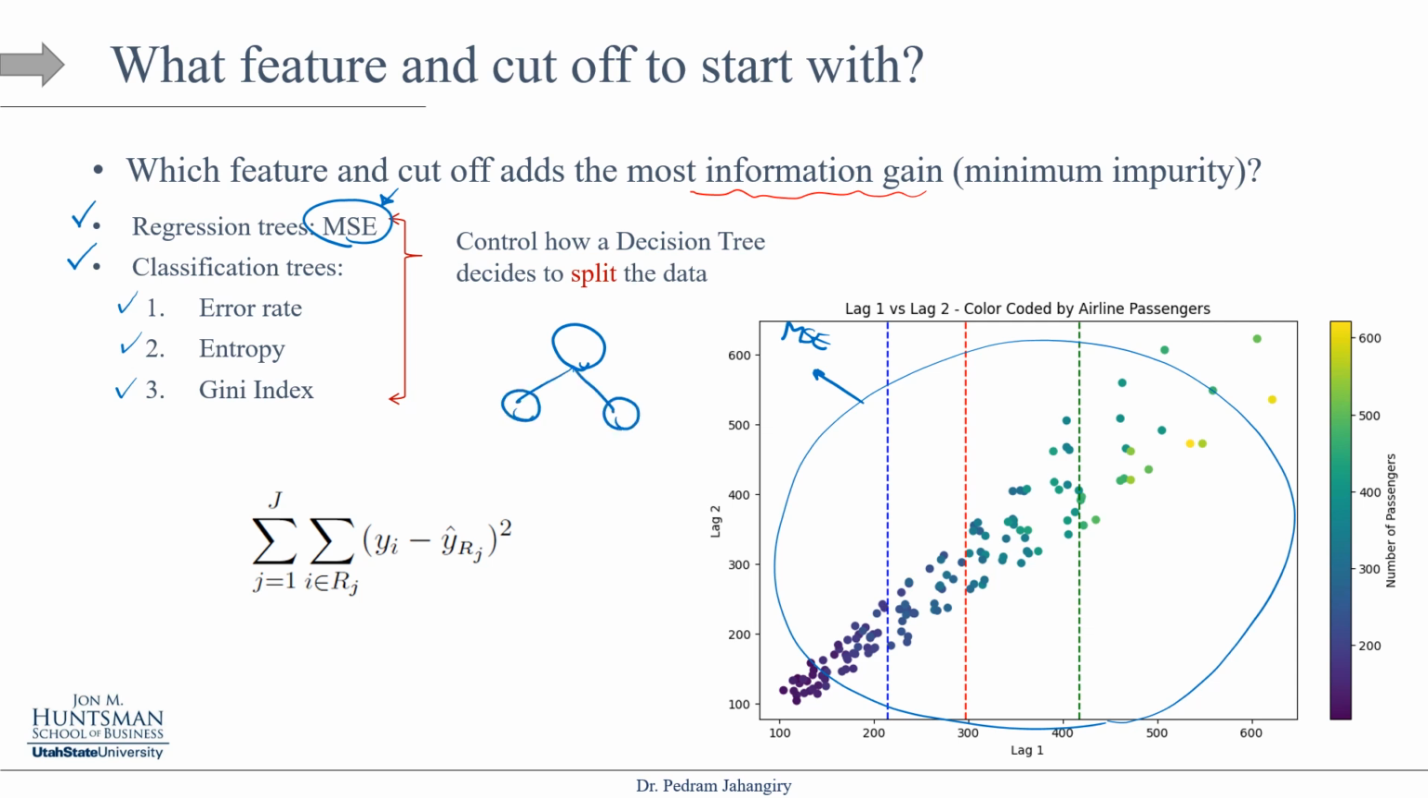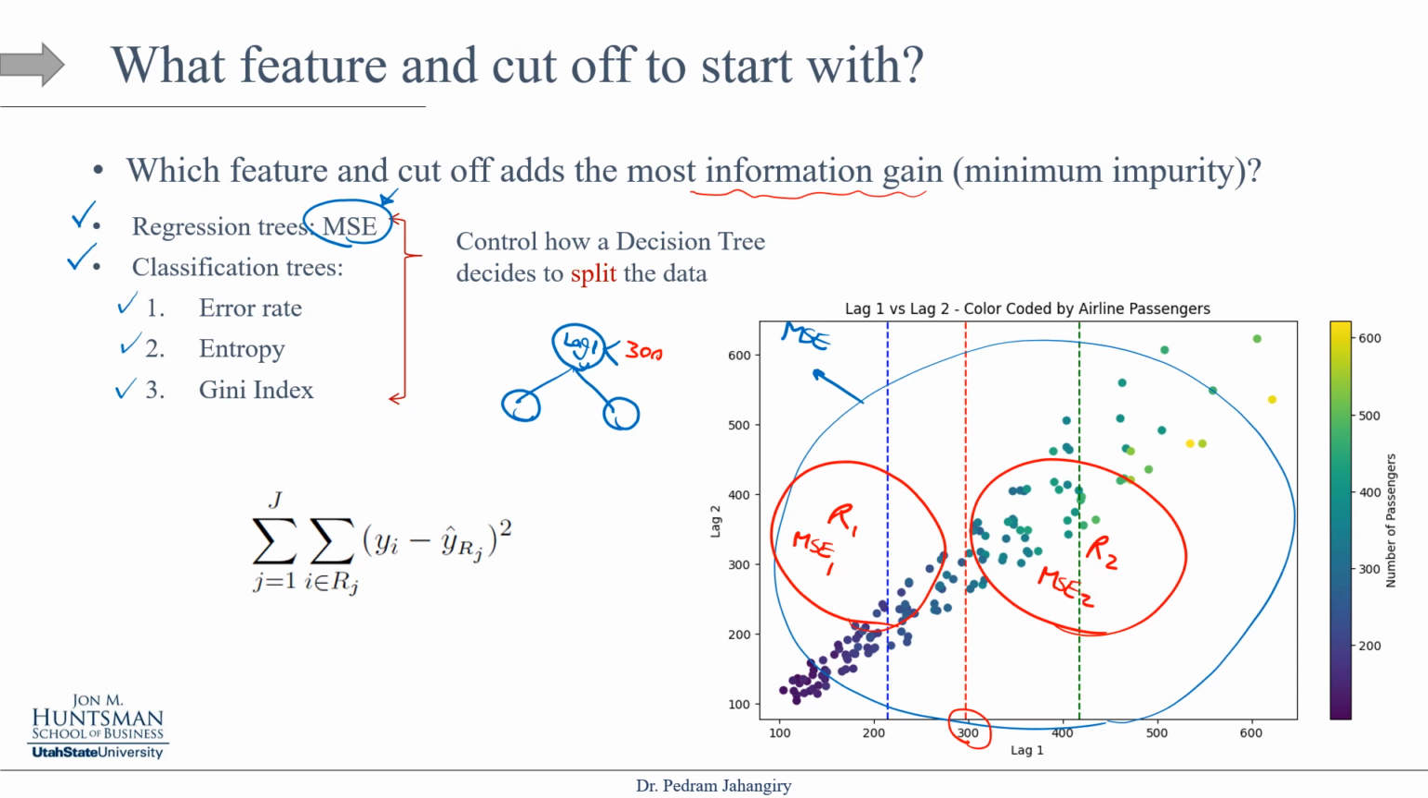You say, okay, let's start with lag 1, and then create a criteria for that. Let's start with this red line and assume that this is 300. Now we're going to have two regions, region 1 and region 2. Again, just focus on the vertical red line. What do we have here? We have the mean squared error for region 1 and the mean squared error for region 2, right?